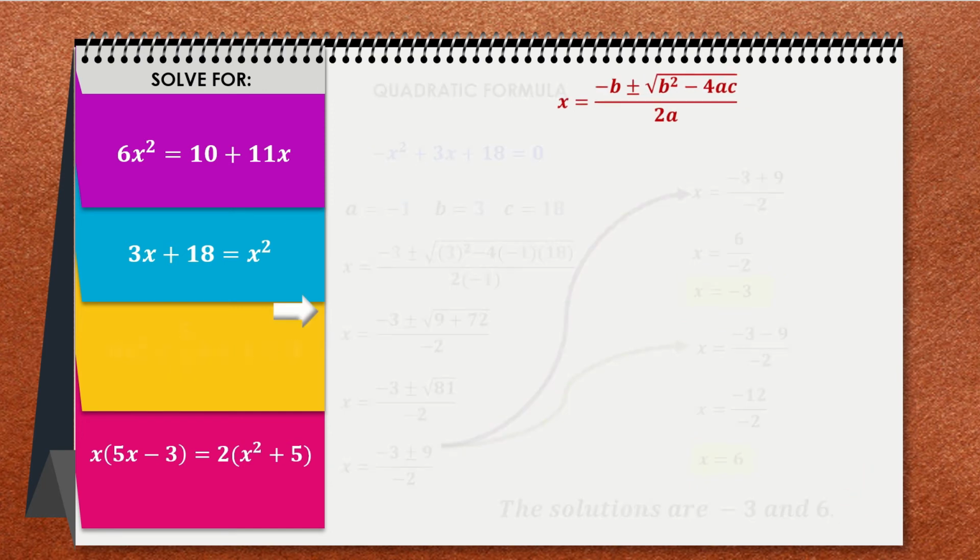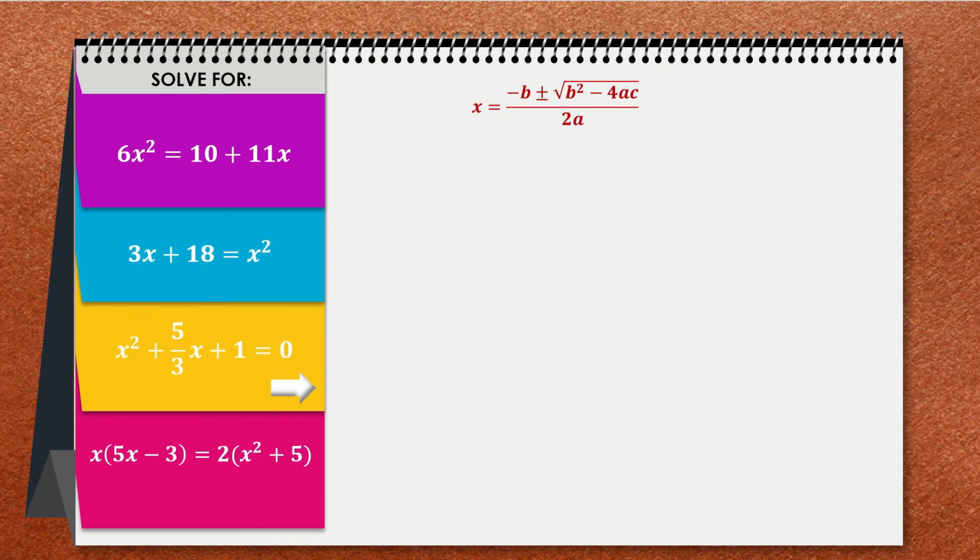Let's have our third example. x squared plus 5 thirds x plus 1 equal to 0. Since we have here a fraction, we need to multiply both sides by 3 to eliminate the denominator here. So our new equation will be 3x squared plus 5x plus 3 is equal to 0.